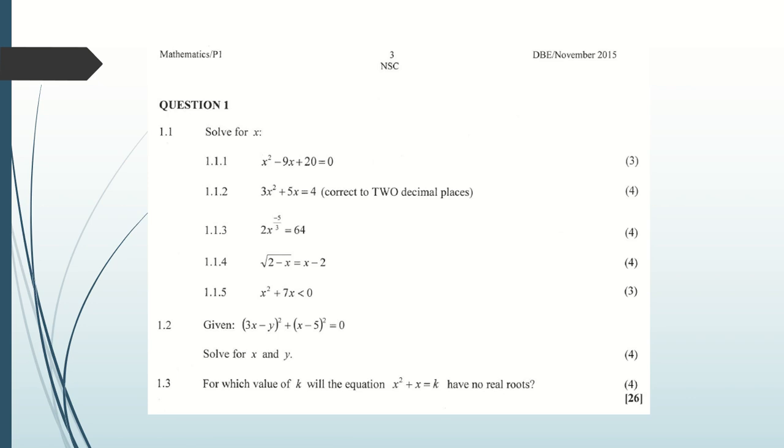1.2 is very interesting because we know that when we have simultaneous equations and we are solving for x and y, we need to have two equations. So the fact that we have one in this question raises alarm bells, or at least it should. 1.3 is a nature of root question. It's an interesting question indeed.